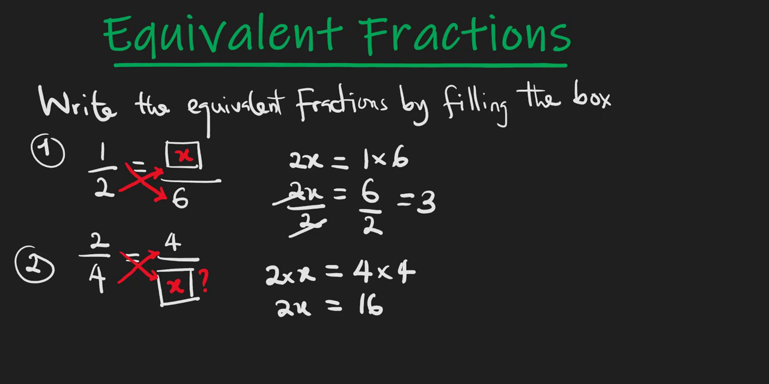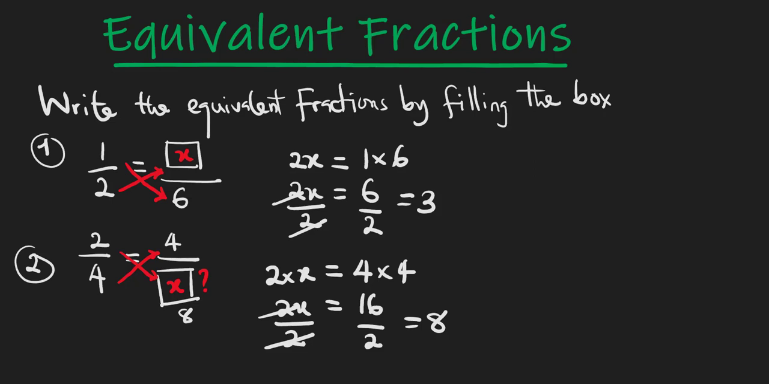So divide both sides by 2. Whatever you do to this side, you do to this side. So these two cancel, and 16 divided by 2 is 8. So the number that's supposed to be here is 8. Can you see? It's very, very easy.